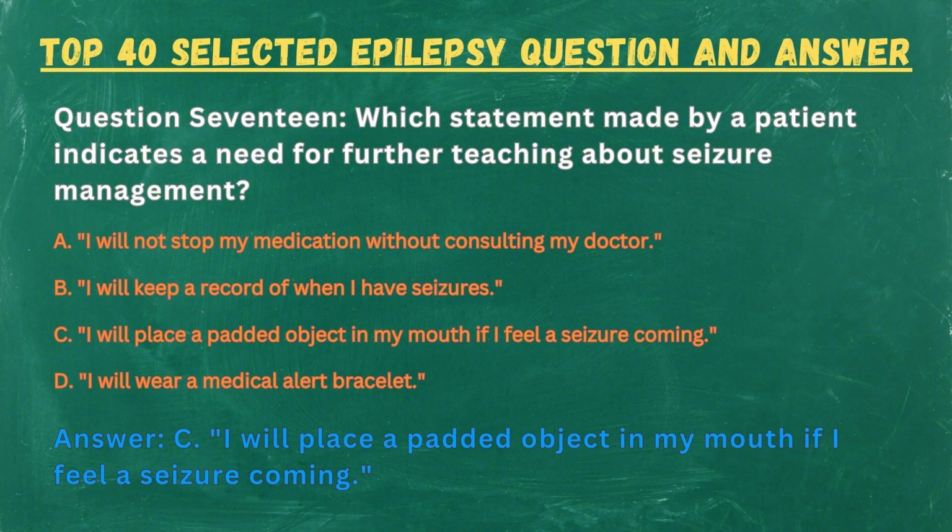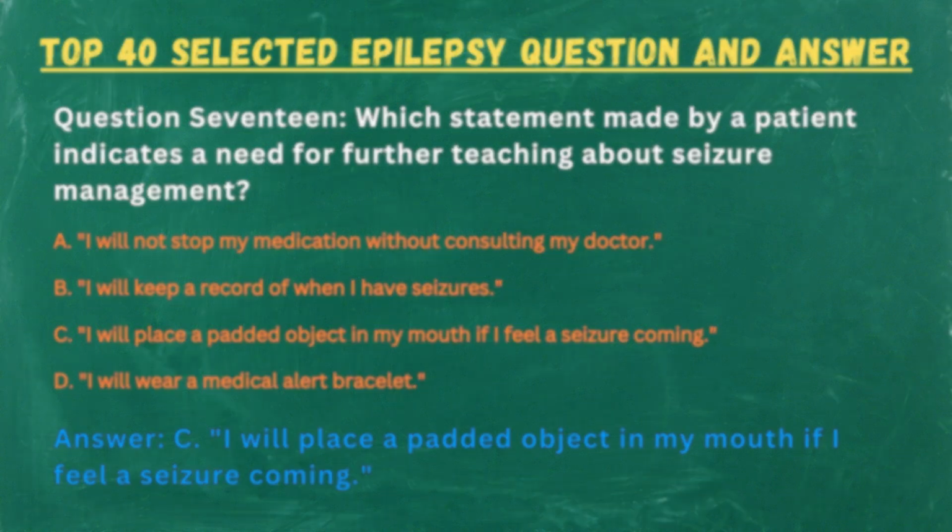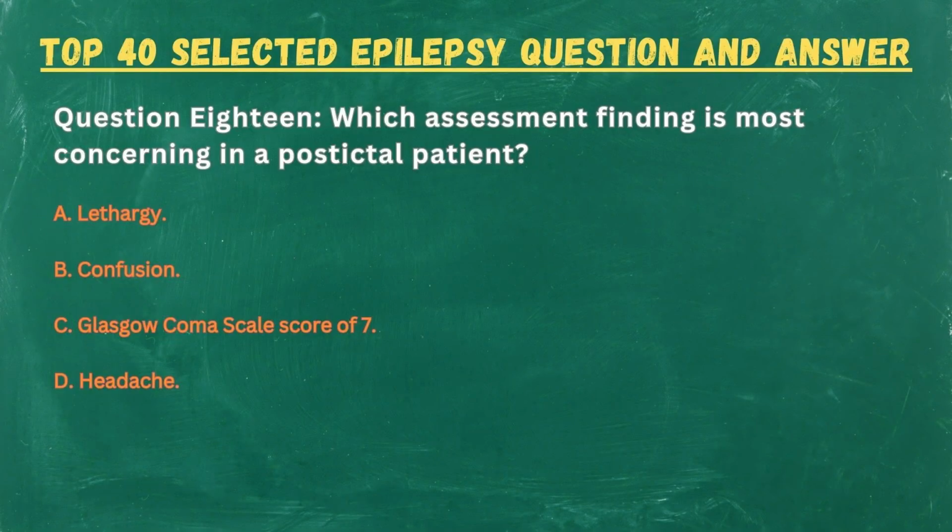Answer: C. I will place a padded object in my mouth if I feel a seizure coming. Question 18. Which assessment finding is most concerning in a postictal patient? A. Lethargy. B. Confusion. C. Glasgow Coma Scale score of 7. D. Headache.